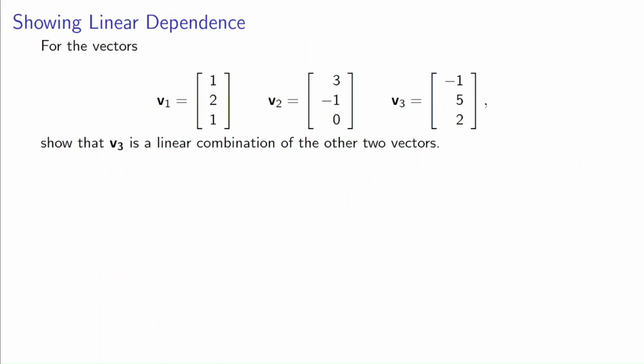What you can see here is the same 3 vectors, but a slightly different question. We have v1, v2, and v3 as we had before, but instead of asking for their span, we're asking to show that v3 is a linear combination of the other 2 vectors. To answer this, we could set up an augmented matrix where v1 and v2 are the columns of the coefficient matrix portion, and v3 is the right-hand side, and we could row reduce.